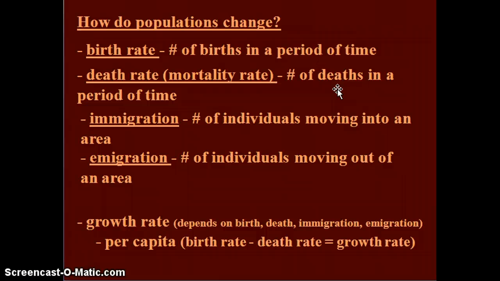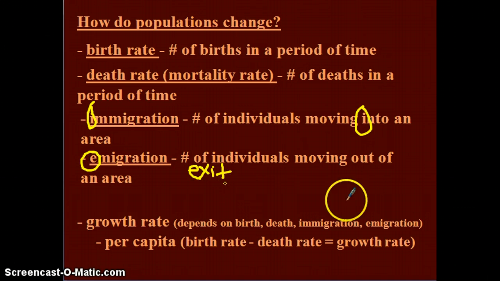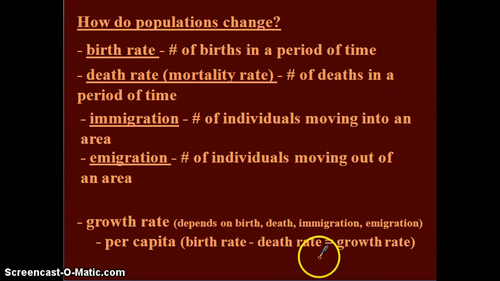There's immigration with an I, which means number of individuals moving into an area. So immigration with an I, into with an I. Emigration begins with an E. That's the number of individuals moving out, or what we say, exiting an area. So emigration, moving out, you're exiting the area. And then we have the growth rate, which is determined by the birth rate minus the death rate.